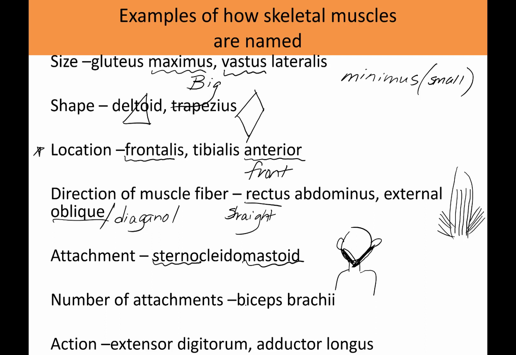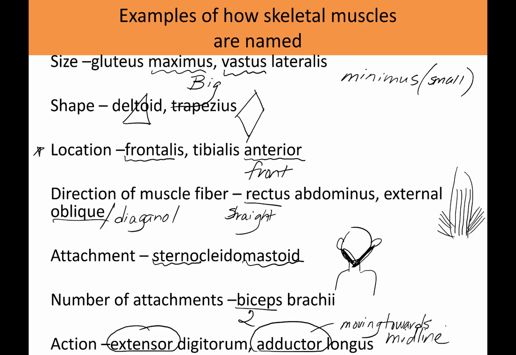Sometimes they tell you the number of attachments. So the biceps brachii has 2 attachments, versus the triceps brachii has 3. Or sometimes the muscle is named by the action that it does. For example, some of the muscles that control the digits in your hand are responsible for extending your fingers. Those are called the extensor digitorum. Or for example, we have some adductors in your leg, adductor femoris and adductor longus. Adductor means that you're going to be moving that body part towards the midline of your body. Sometimes even some of the equipment at the gym is named after some of these muscles.